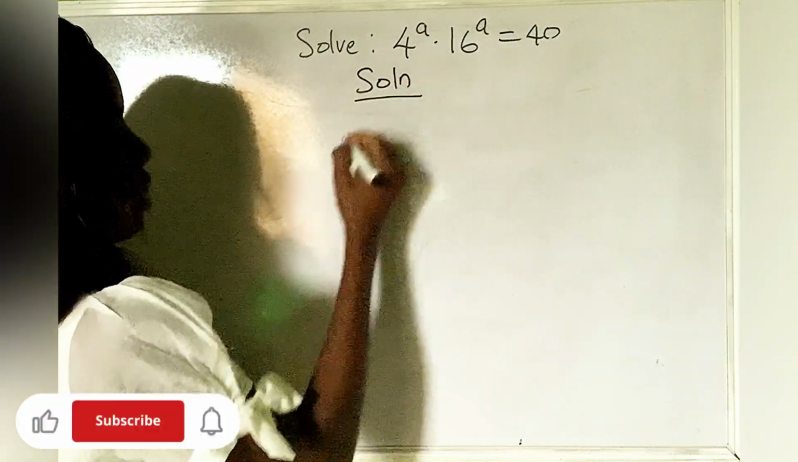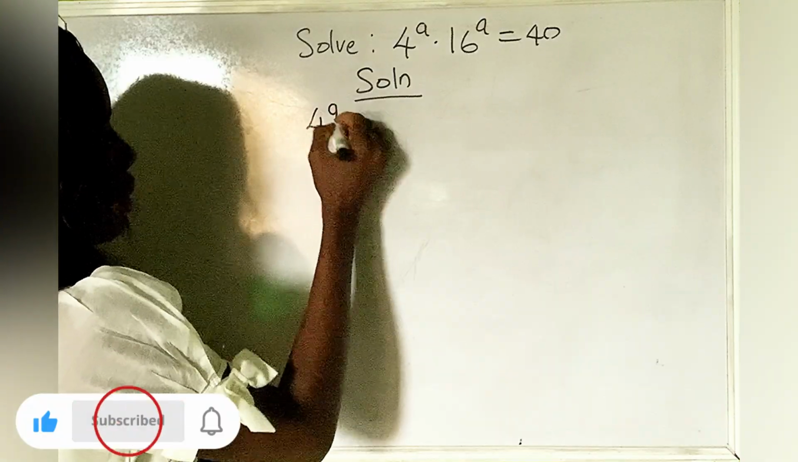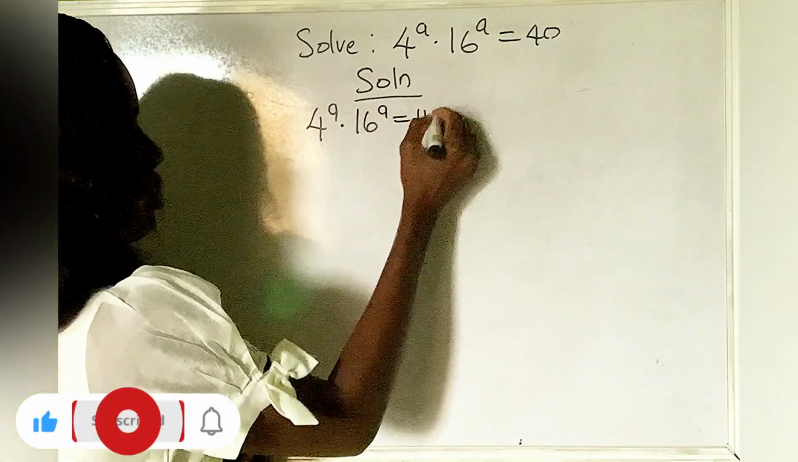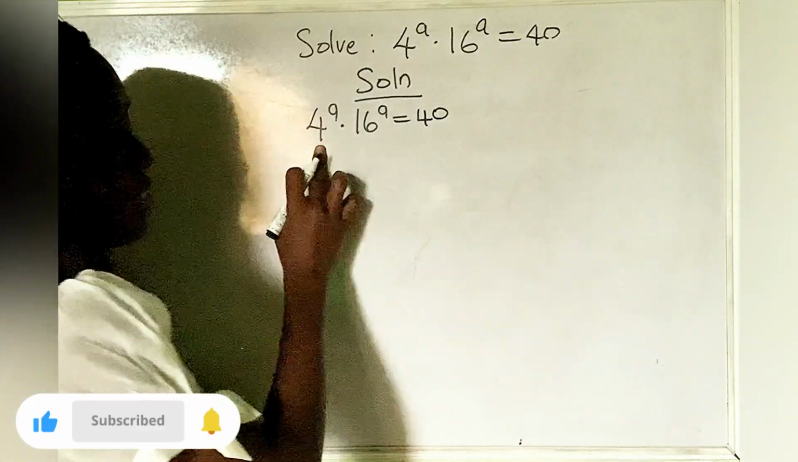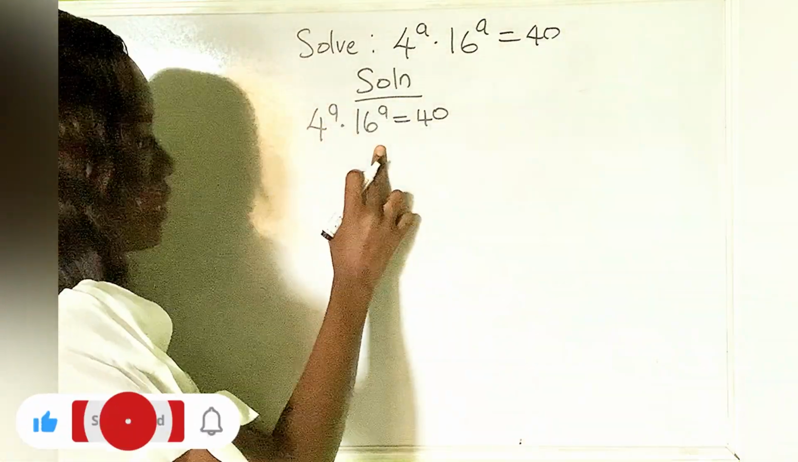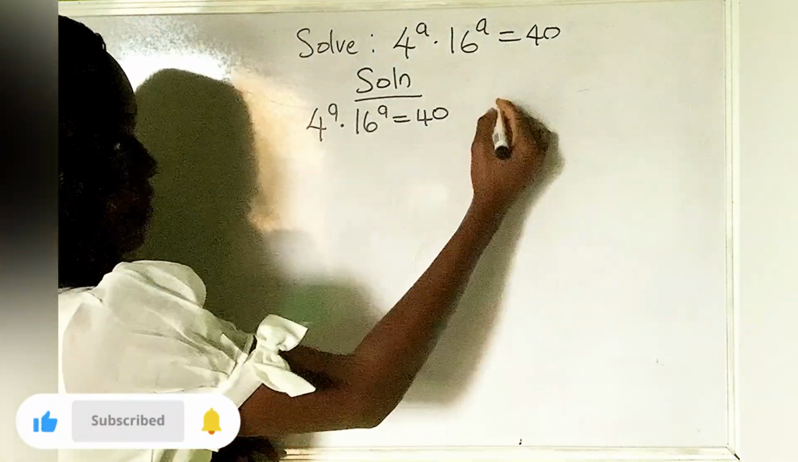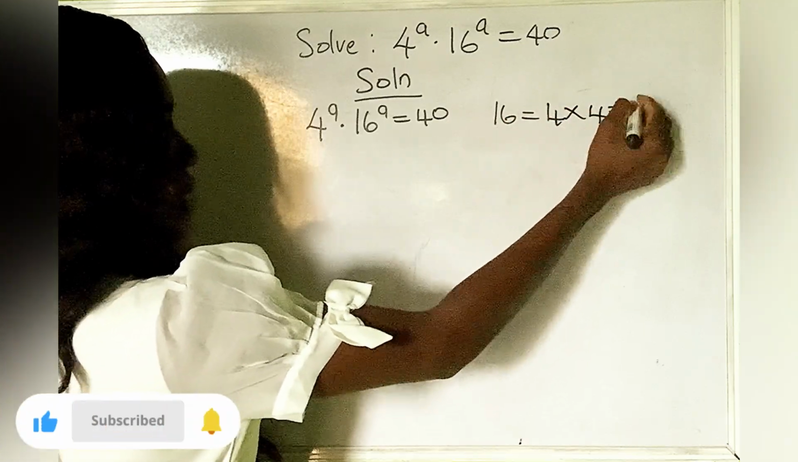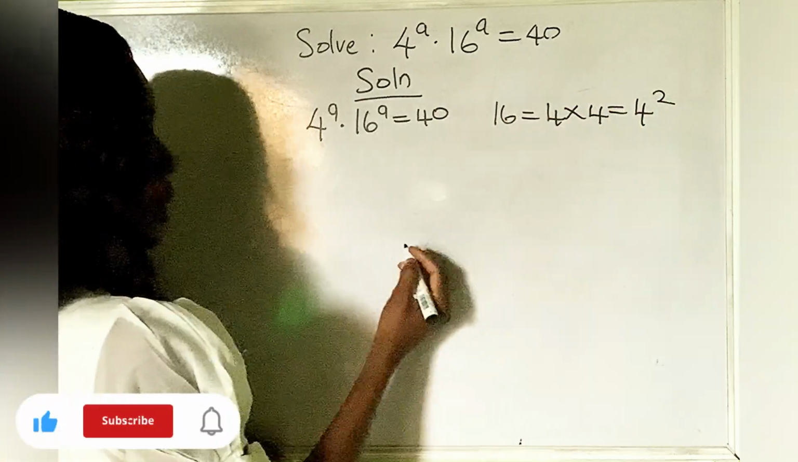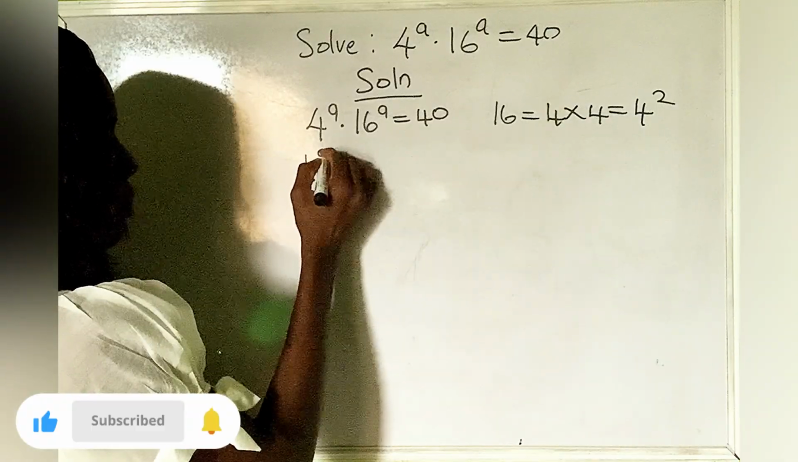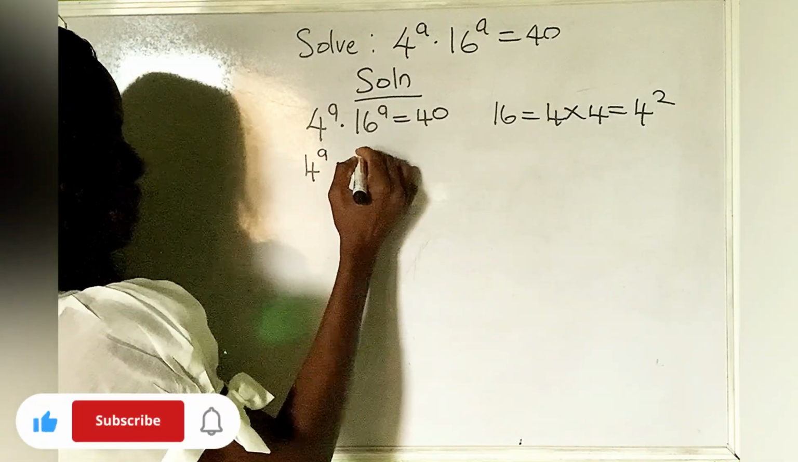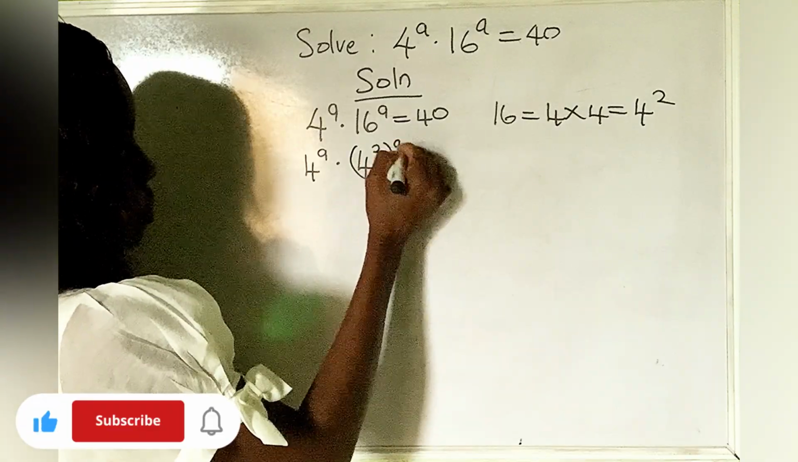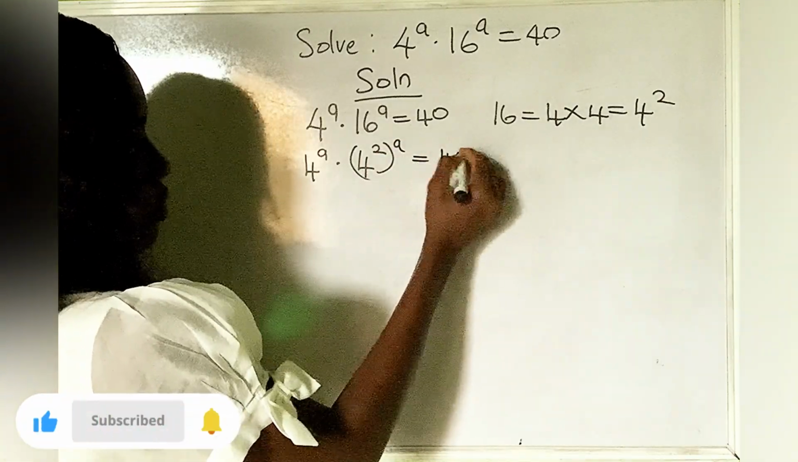Solution: 4 to the power of a multiplied by 16 to the power of a is equal to 40. Now, we have base 4 and we have base 16. Let's convert 16 to base 4, which is going to give us 4 multiplied by 4, and that is 4 raised to the power 2. Okay, so we have 4 to the power of a multiplied by 4 raised to power 2, raised to power a, is equal to 40.